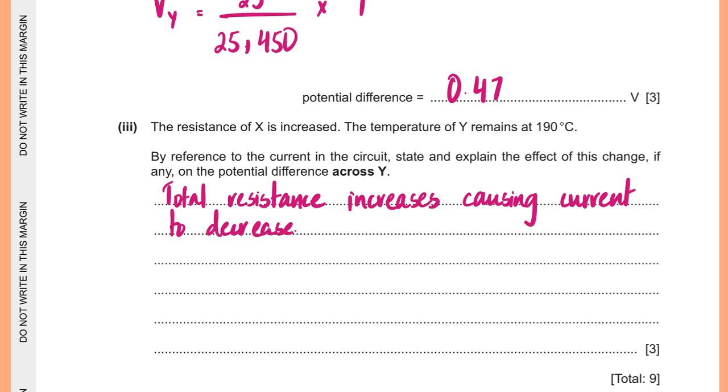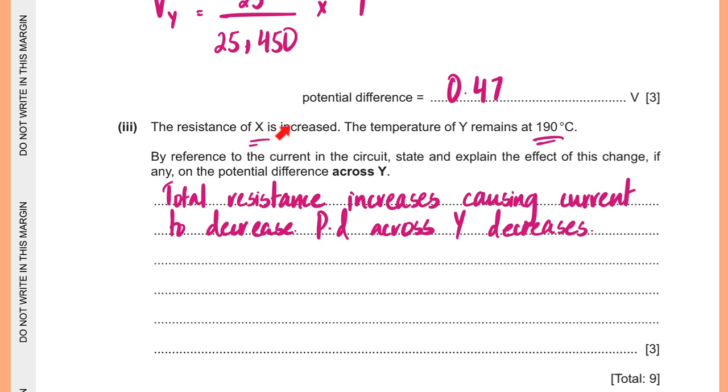Alright, and now you have to talk about the potential difference across Y. For Y, a thermistor, its resistance is constant because temperature is constant. So you'll just say that as the current decreases, the potential difference across Y also decreases. What made this question slightly weird is that usually we are used to using V equals IR for the other resistor, the one which is not the thermistor or the LDR. But the catch here was that since this is at a constant temperature, I can use V equals IR for this one.